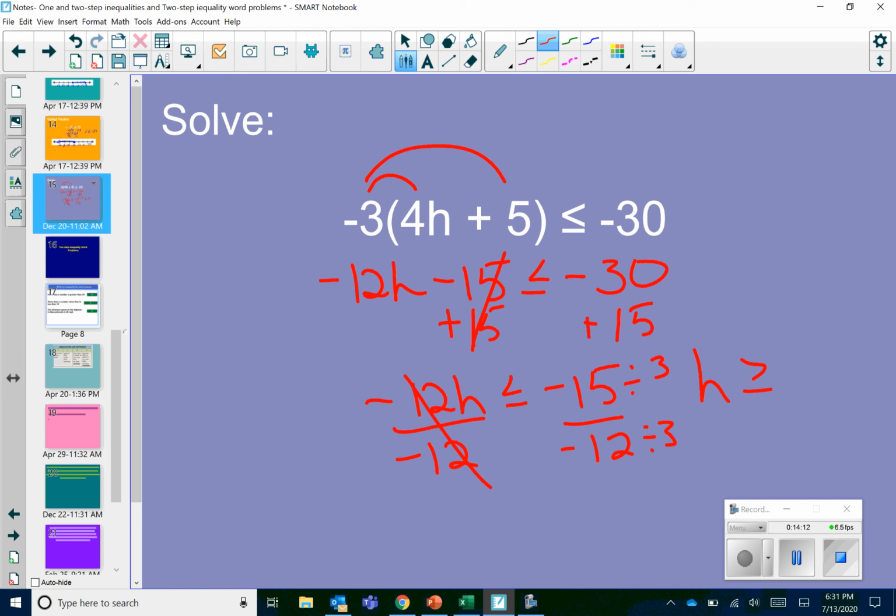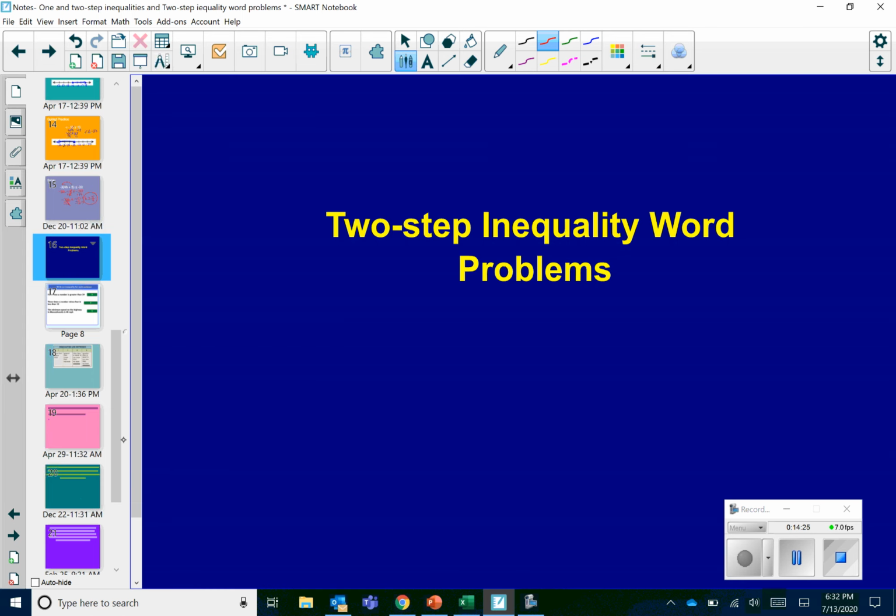If you're going to get a fraction as your answer, you're always going to want to simplify it. So 15 divided by 3 is 5, and 12 divided by 3 is 4. So your solution here would be h is greater than or equal to 5/4.